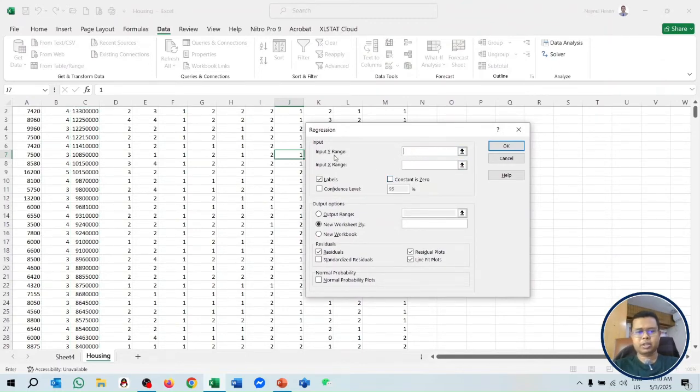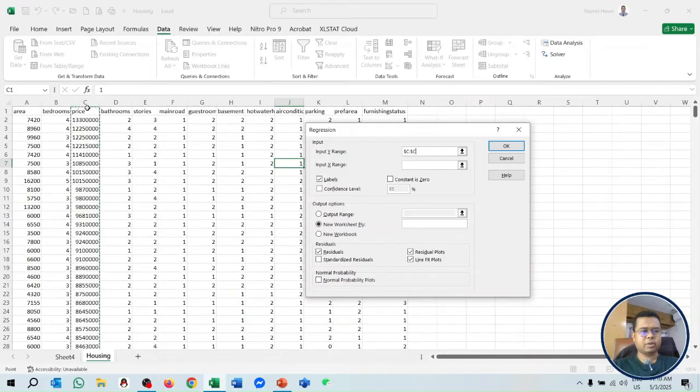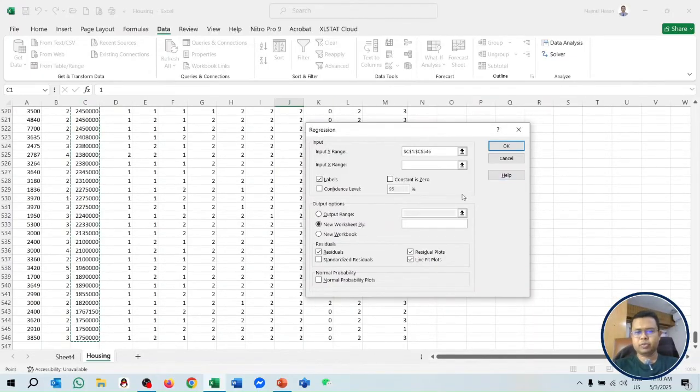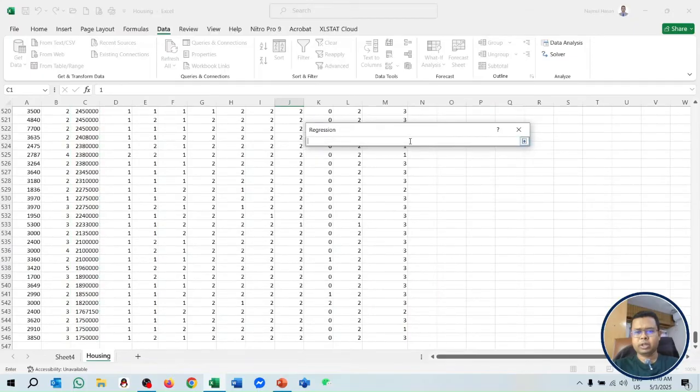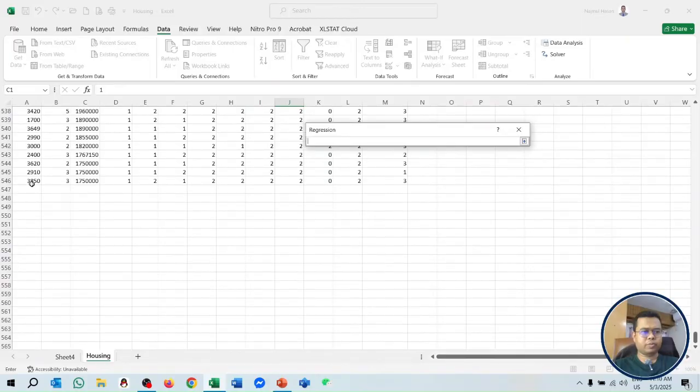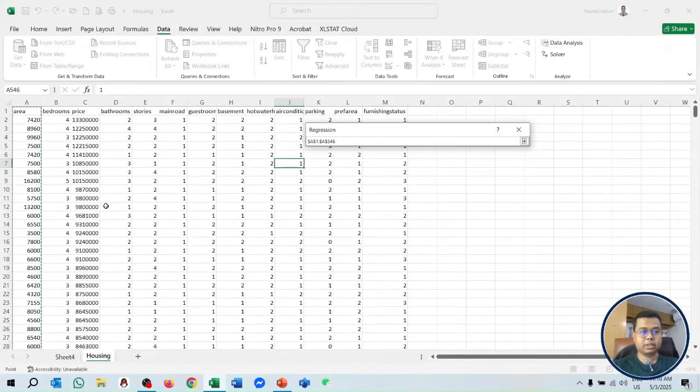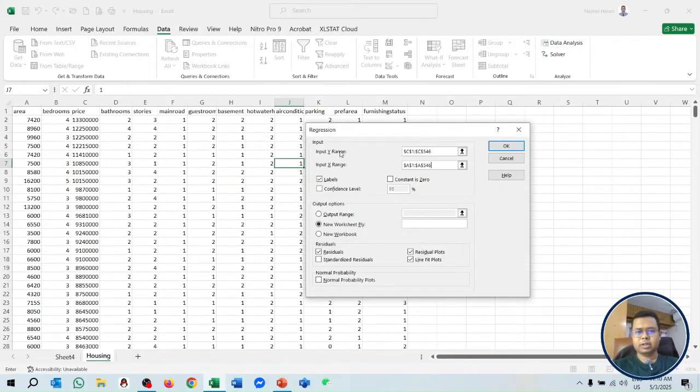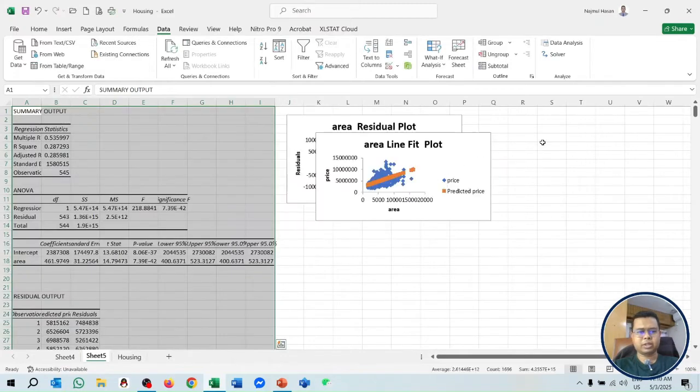So X input, it means from here to there, and the Y input, from this is Y, sorry, this is X actually. This is the independent and this is the dependent variable. Labels means the first row will be treated as a label. Okay, just click OK.